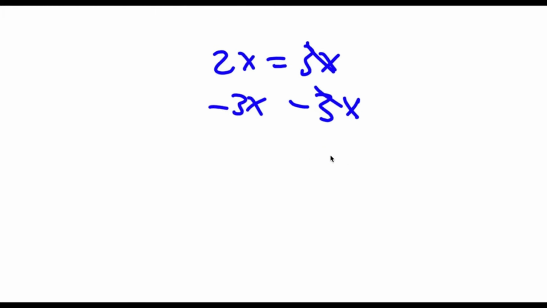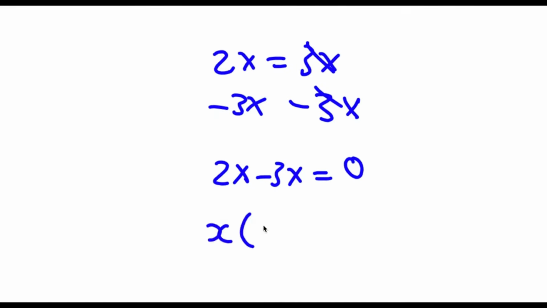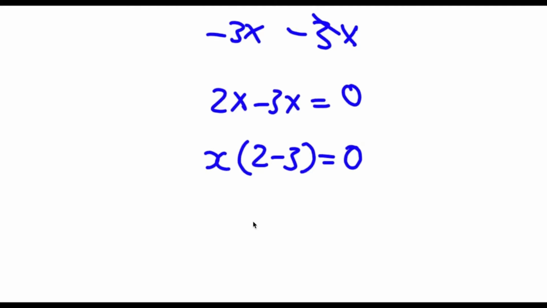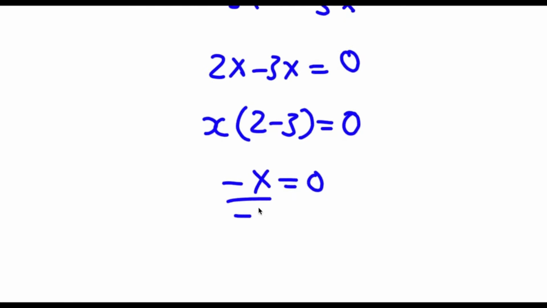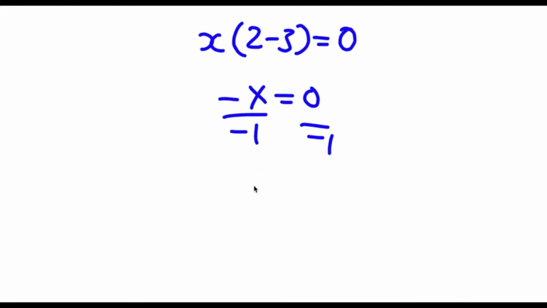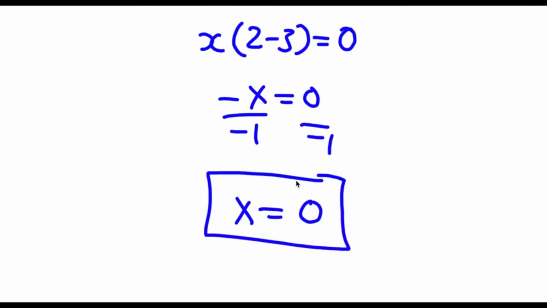So then these two cancel out, and now I'm left with 2x minus 3x is equal to 0. Now, if I factor out x from here, I get x times 2 minus 3 is equal to 0. 2 minus 3 is negative 1, so now I have negative x is equal to 0, and if I divide both sides by negative 1, I get x is equal to 0 divided by negative 1, which is 0. So my answer is x equals 0.